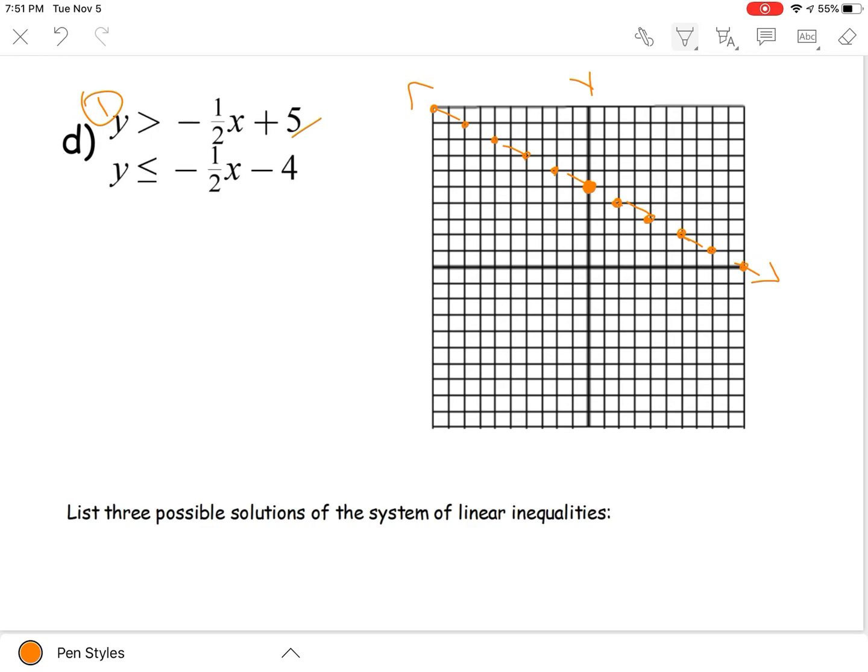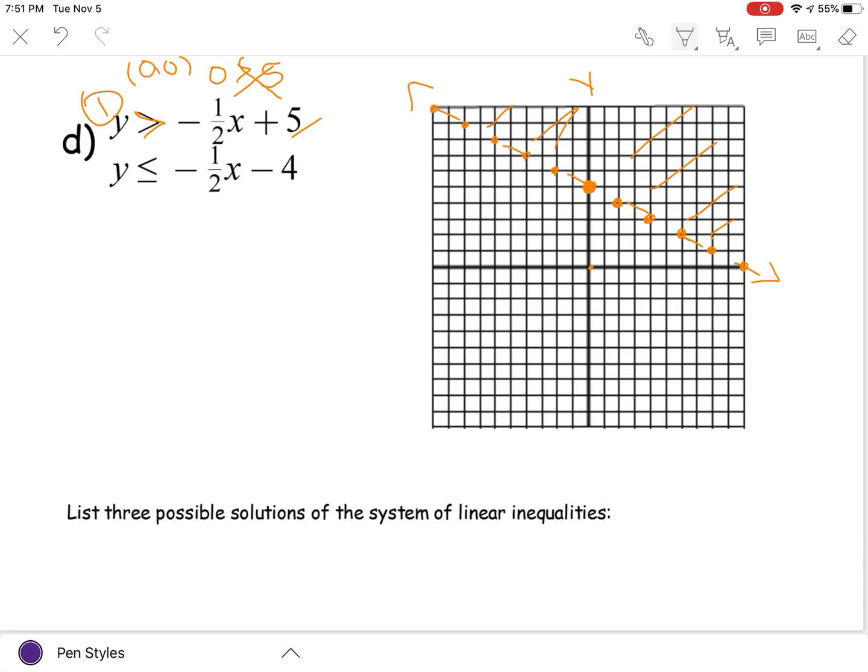And then where should we shade? So we could do our test point if we wanted to, but we want to shade everything that's greater than. So again, you can do a test point if you want to. So it would be 0 is greater than, well, negative 1/2 times 0 would just be 0. So is 0 greater than 5? 0 is not greater than 5, so we wouldn't shade the area with the origin. We would shade the other area.